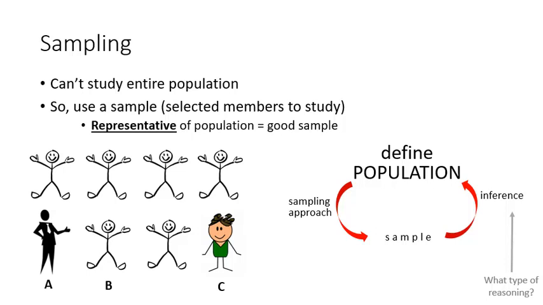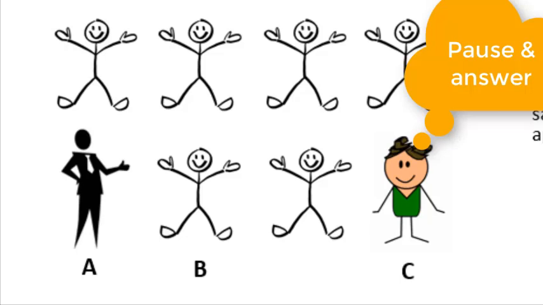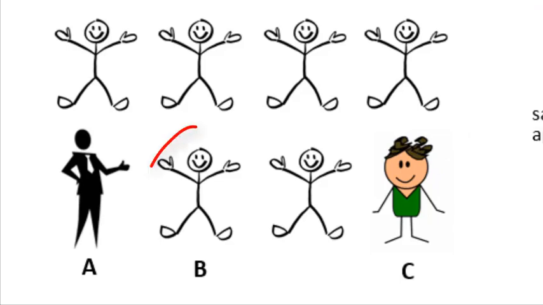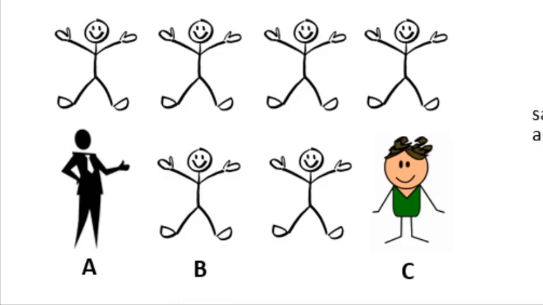But that sample has to represent the whole population. It has to be representative. If this is the entire population of cartoon people, and I can only sample one person, should I pick A, B, or C? I'd pick B because it's most representative. Now, you would never or rarely have a sample size of 1.